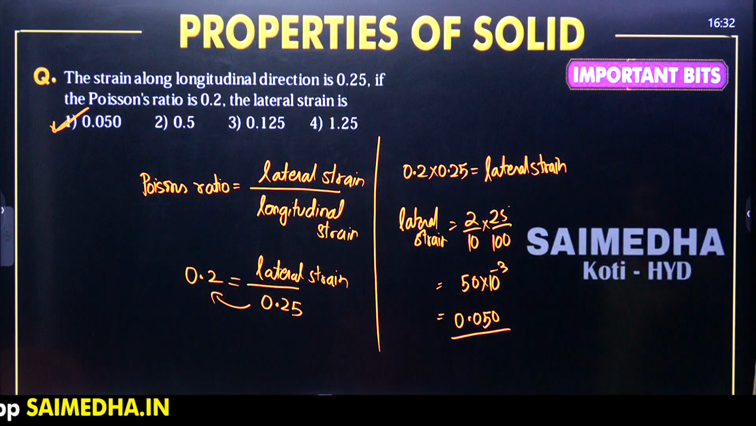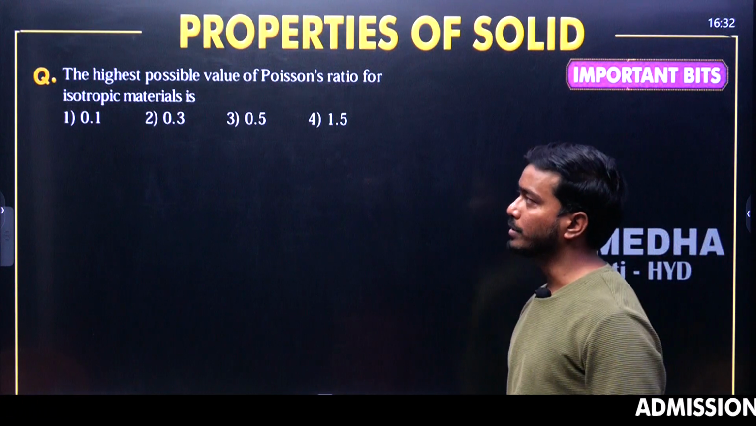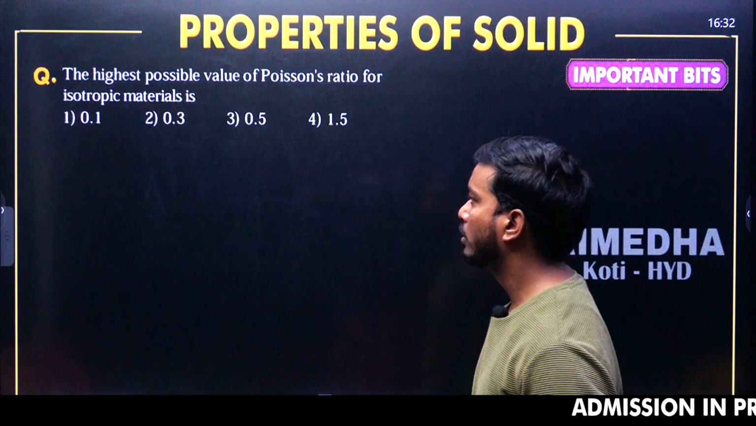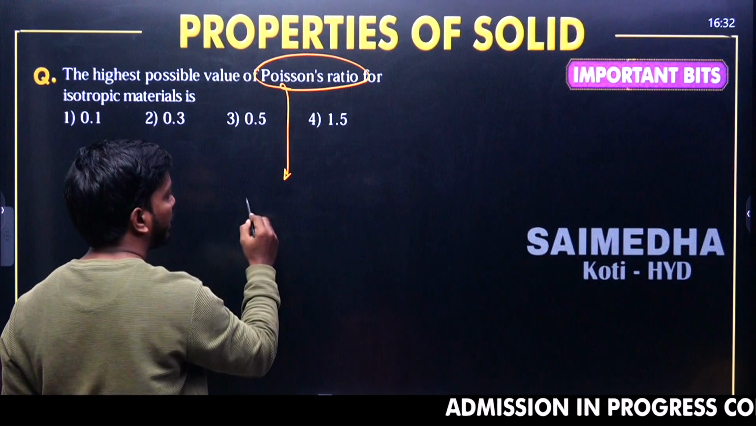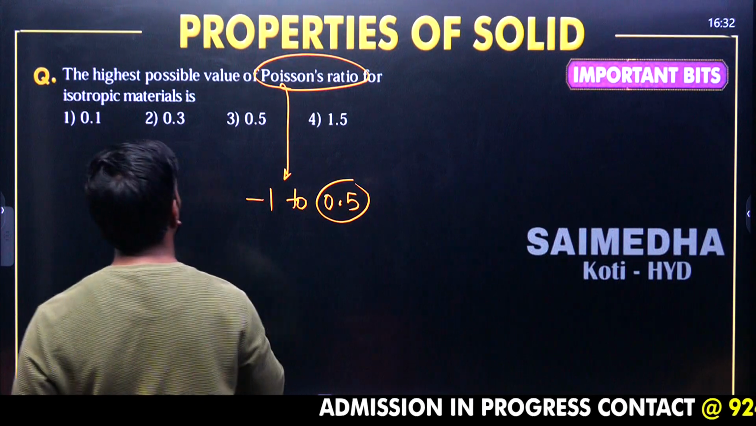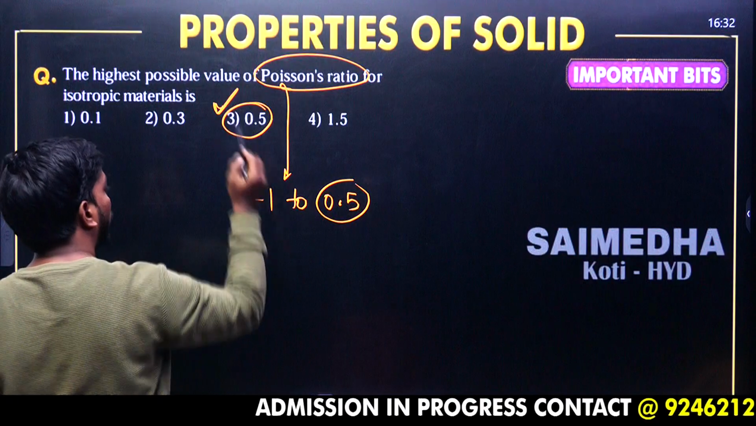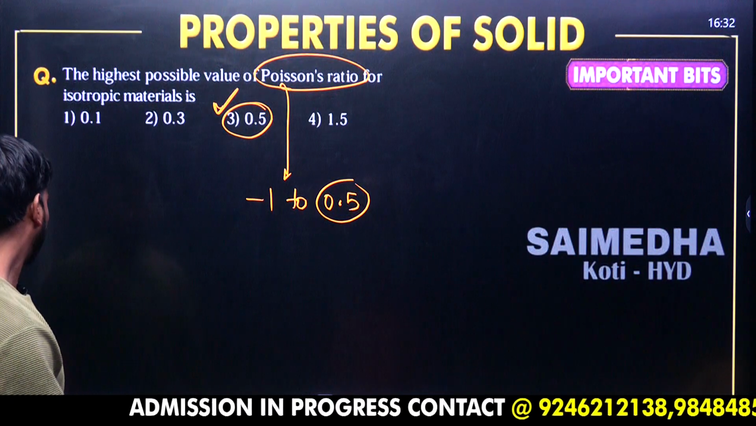The next question given over the board is, the highest possible value of Poisson's ratio for isotropic material. Irrespective of any material, Poisson's ratio range is always from negative 1 to 0.5. Highest possible value is how much? 0.5. It cannot go beyond that value. 0.5 is the highest value.